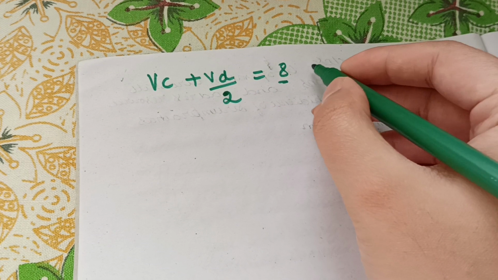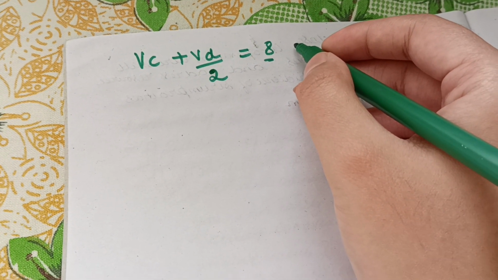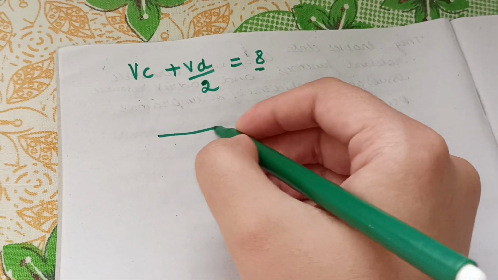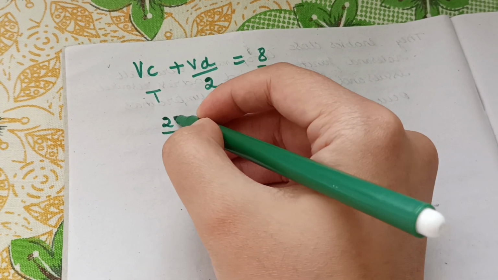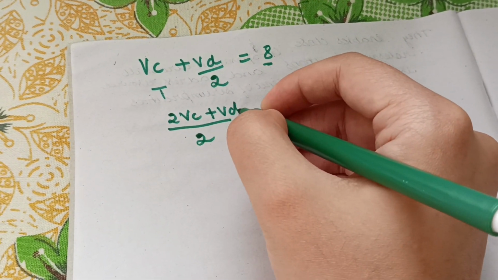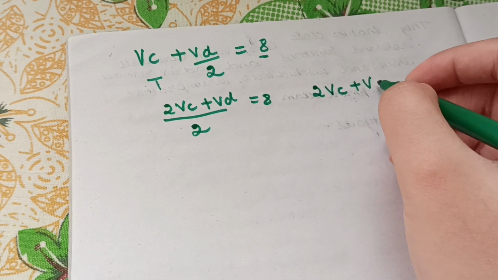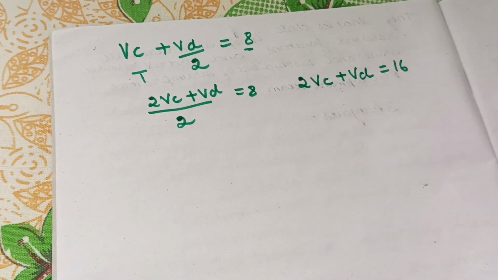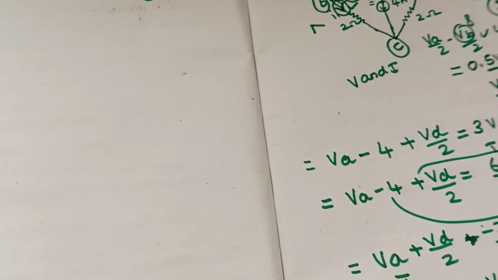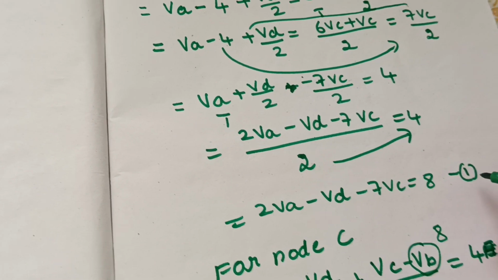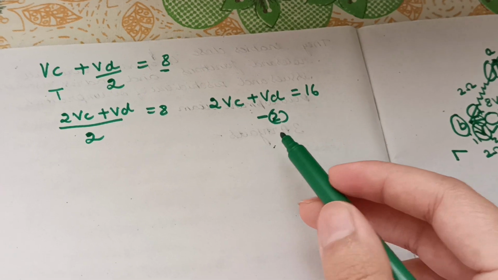So now it is equal to 8, and here you are trying to take LCM, so here also it is 2. LCM is 2, wherein 1 into 2 is 2, that is 2 VC plus VD by 2, which is equal to 8, or 2 VC plus VD, which is equal to 16. This is equation number 2. Fine. So now this is equation number 1 and this is equation number 2.